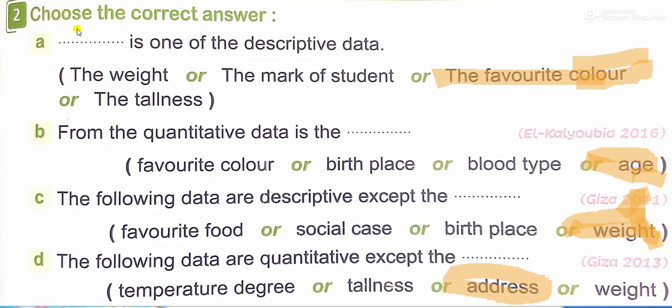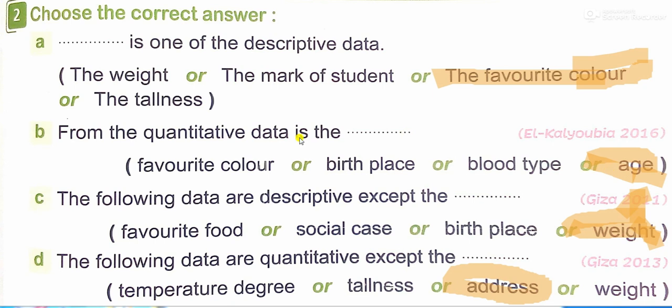Question 2, choose the correct answer. Space is one of the descriptive data. Which of these is descriptive data? Weight, mark of student, favorite color, the tallest. All these are quantitative, except favorite color, which is descriptive. Letter B, which of these is quantitative data: favorite color, birth place, blood type, age.